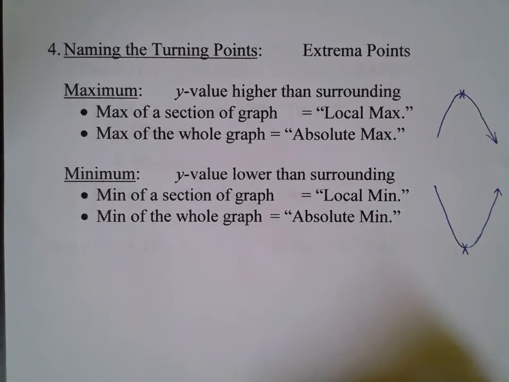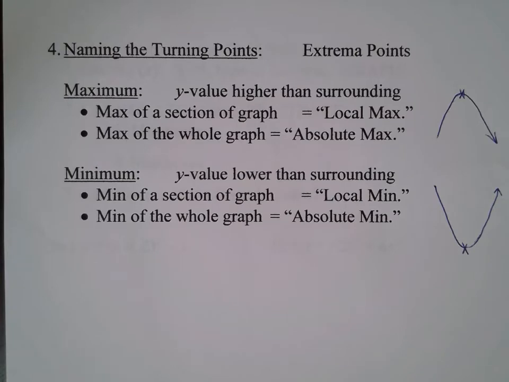Okay. So there's two types of maximums and minimums. We can have a local max, which means it's a maximum over a section of the graph. So it's a high point, but it may not be the highest point on the whole graph. Okay, and then we have something called an absolute maximum, and that is the highest point on the whole graph. Sometimes we have an absolute maximum, and sometimes we don't. Depends on the end behavior.